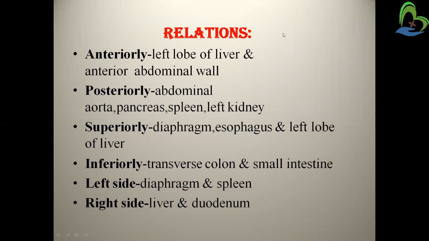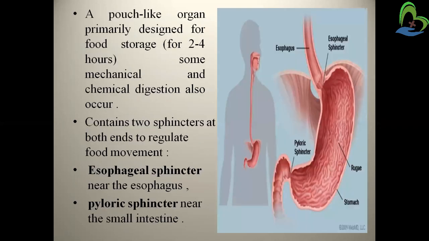Now the relations of the stomach. Anteriorly, the left lobe of the liver and anterior abdominal wall; posteriorly, abdominal aorta, pancreas, spleen and left kidney; superiorly, diaphragm, esophagus and the left lobe of the liver; inferiorly, transverse colon and the small intestine; on the left side, diaphragm and the spleen; and on the right side, the liver and the duodenum.